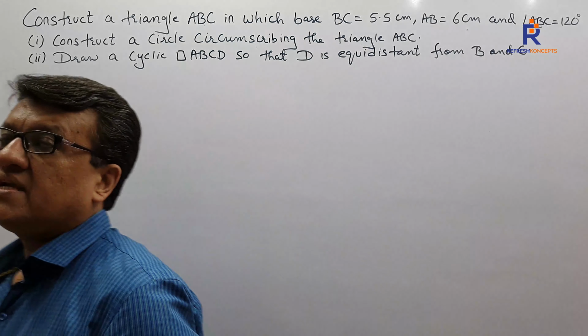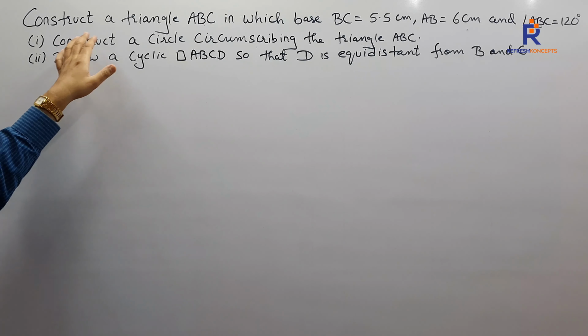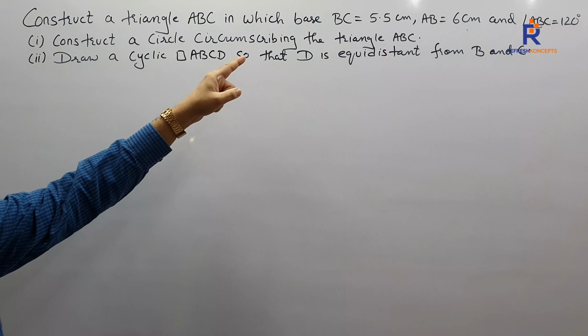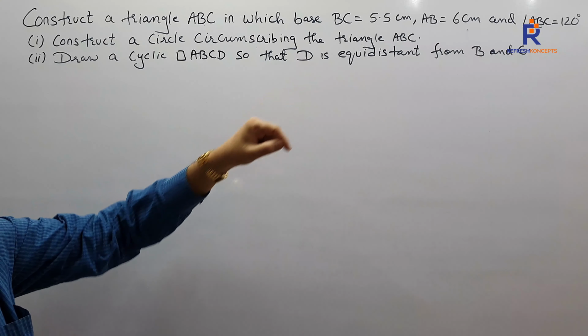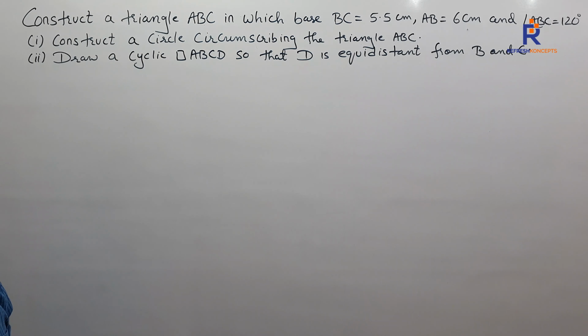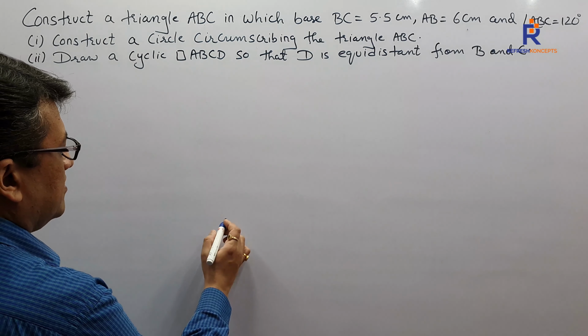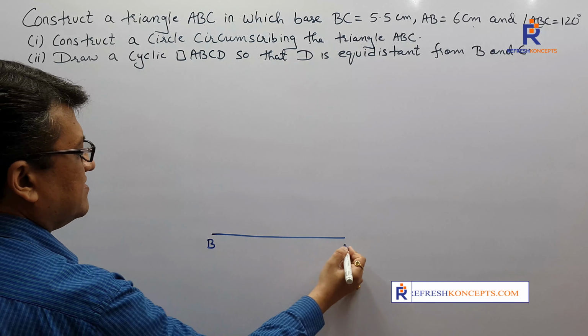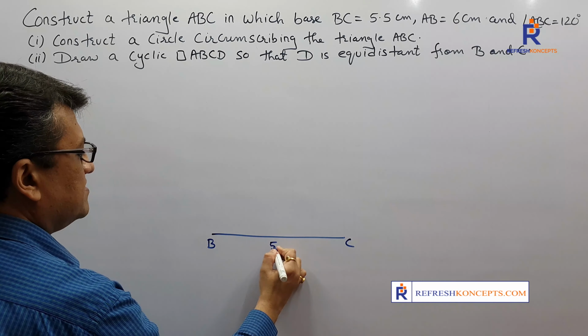It says construct triangle ABC in which base BC is 5.5, AB is 6 centimeter, angle ABC is 120 degree. So let's first construct the triangle. They have already told us that the base should be BC, so we are making base BC. How much? 5.5 centimeter.